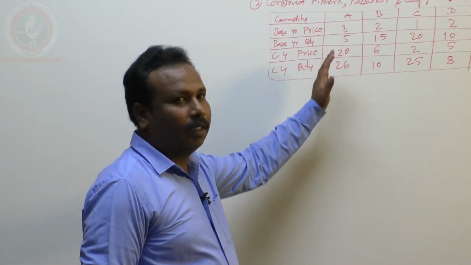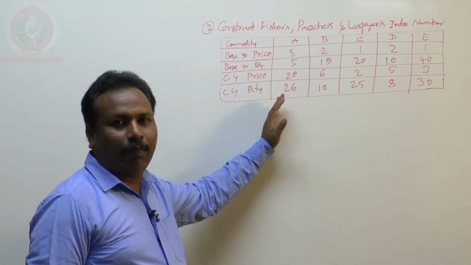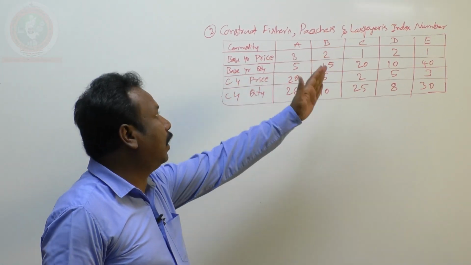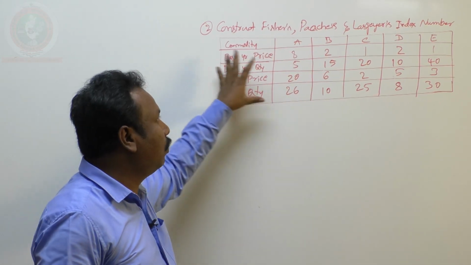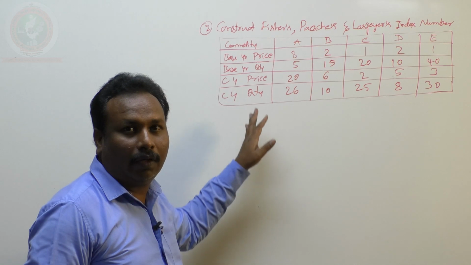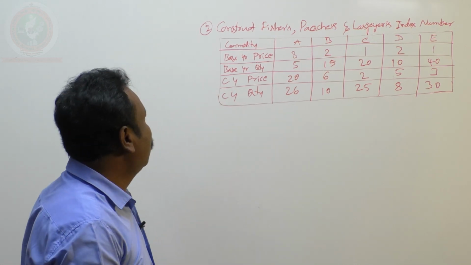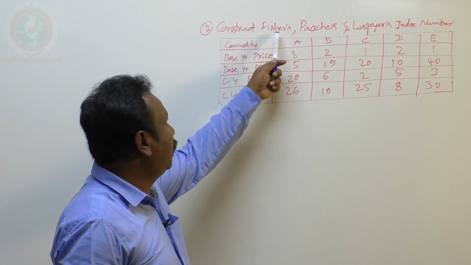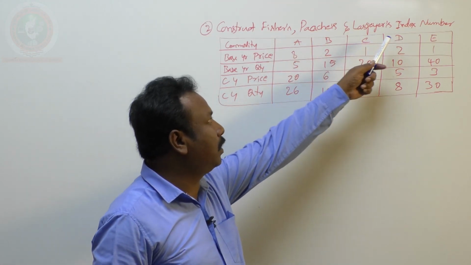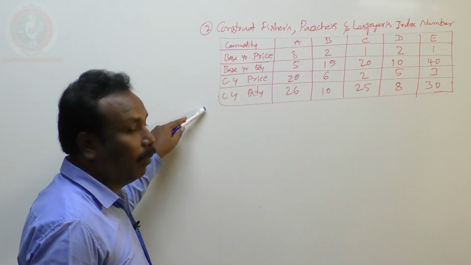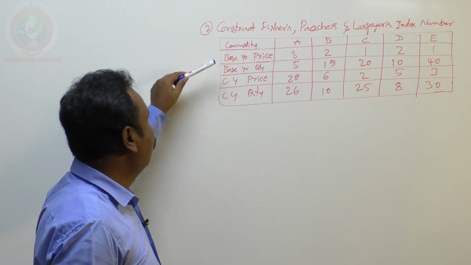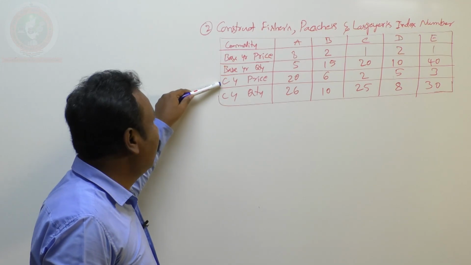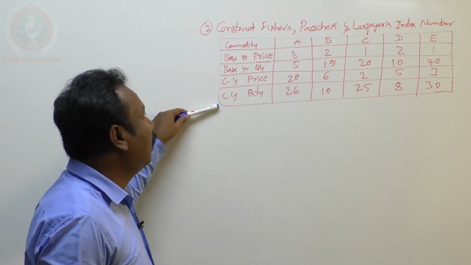So, this is the case for index numbers. In the previous class we calculated the Laspeyres method, Paasche's method and the Fisher index method. One more problem we have to solve: construct Fisher's, Paasche's and Laspeyres index numbers from the following table. The table gives the commodity, base year price, base year quantity, current year price and current year quantities.